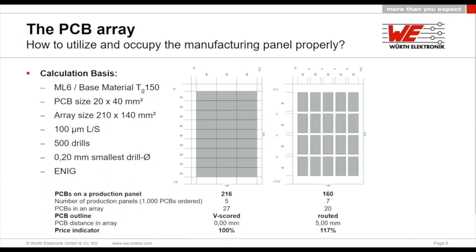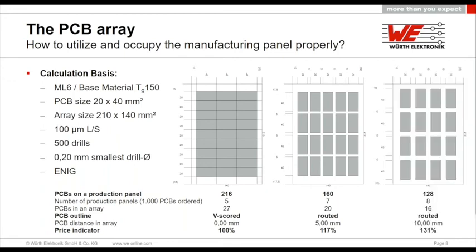If we change the outline of the PCB in the array from V-scoring to routing, we have a distance in between the PCBs. In that case, it would be 5 millimeter distance. And you see that the number of PCBs on a production panel decreases quite a lot. So we only have 160 versus 216 PCBs on the panel. The number of production panels needs to rise, and therefore the price itself just rises by 17% due to this difference in occupation on the production panel. And for sure, what happens if we increase the distance between the PCBs a little bit more?